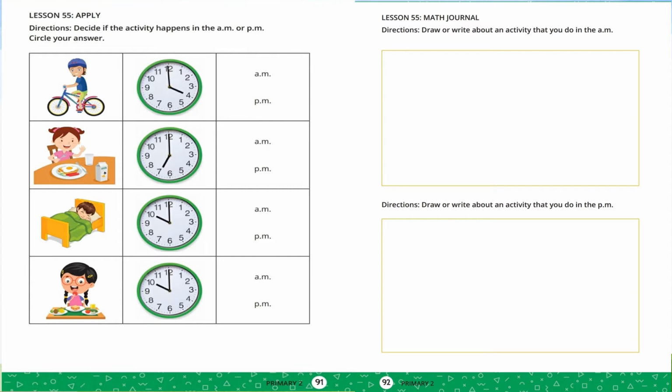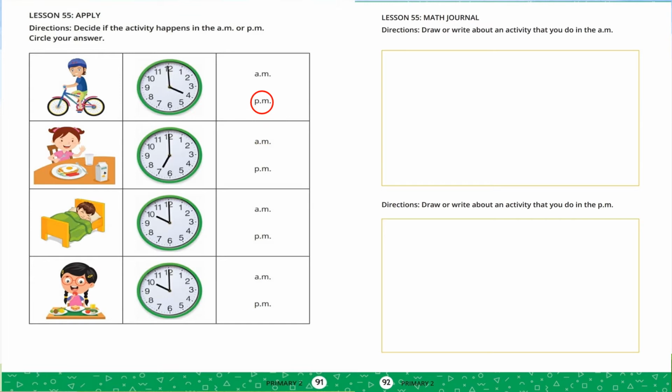Now, open your book page 91 and 92, lesson 55. Decide if the activity happens in the AM or PM. Circle your answer. The activity number 1, ride a bike, and the time is 4 o'clock. Then you choose AM or PM. Yes, PM.